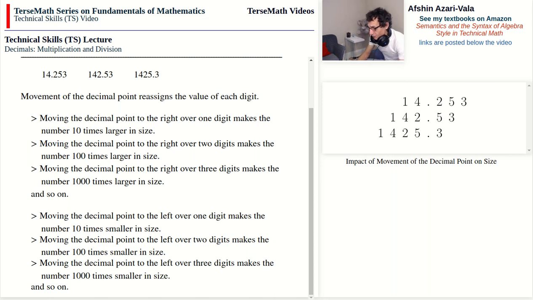Now, all of this has to do with that one feature of decimals that is so central to explaining how decimals work. And this notion, which I introduced in the first video on decimals, has to do with the fact that each place value is 10 times larger than the one on its right, and 10 times smaller in size than the one on its left.